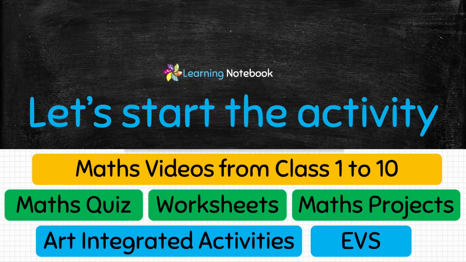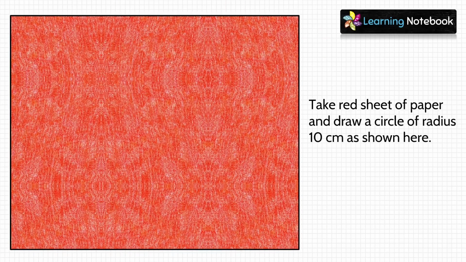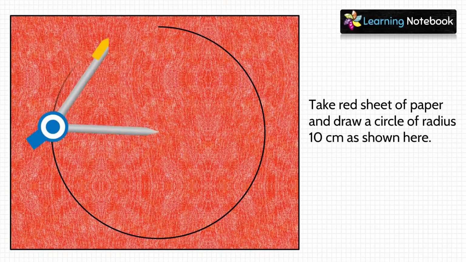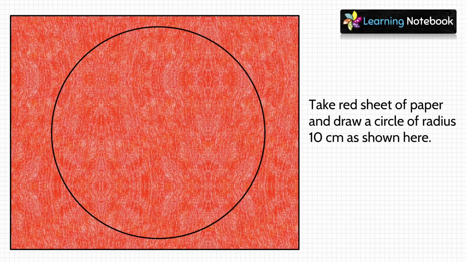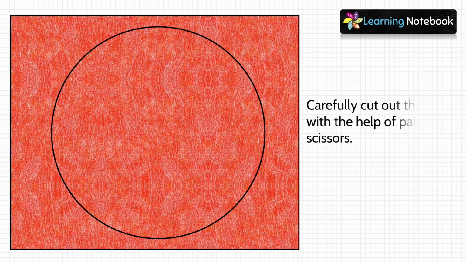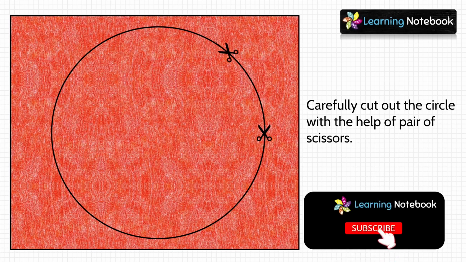Now we will start with the activity. In the first step, take a red sheet of paper and draw a circle of radius 10 cm on it. Then carefully cut out this circle using a pair of scissors.